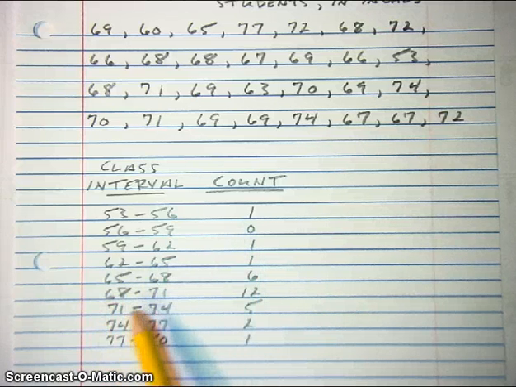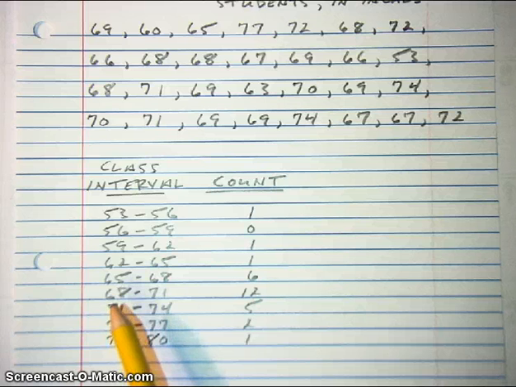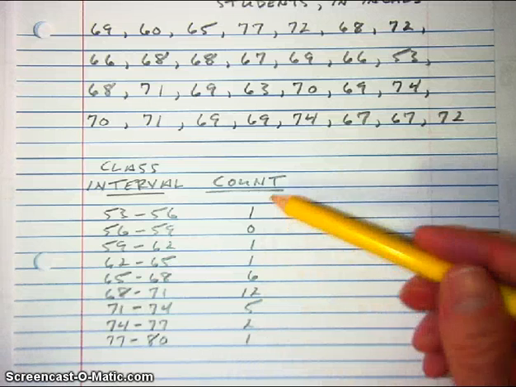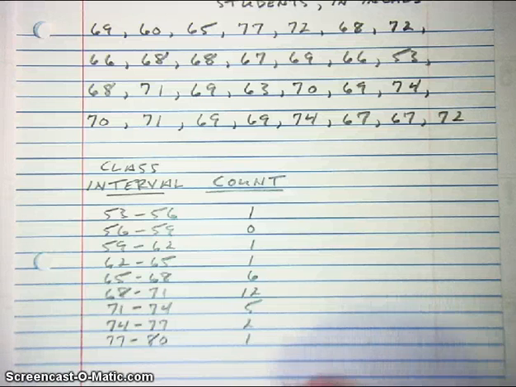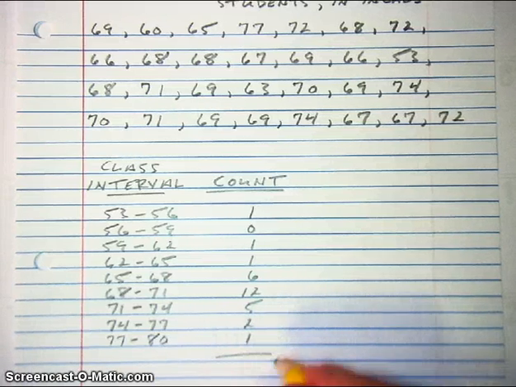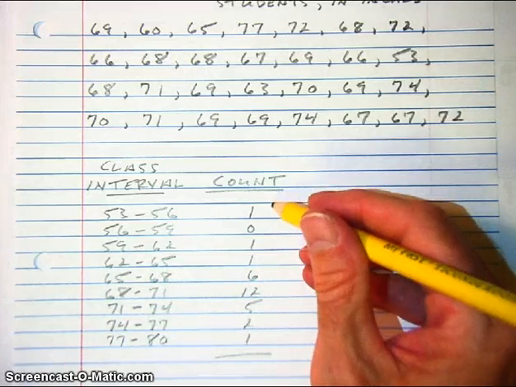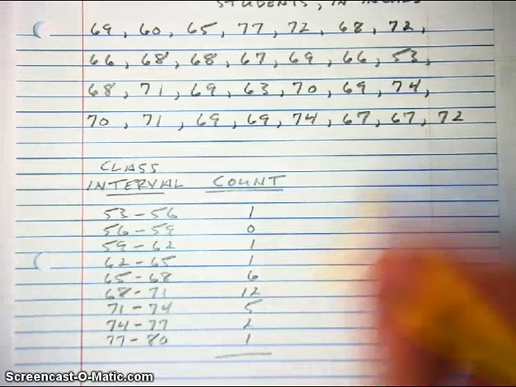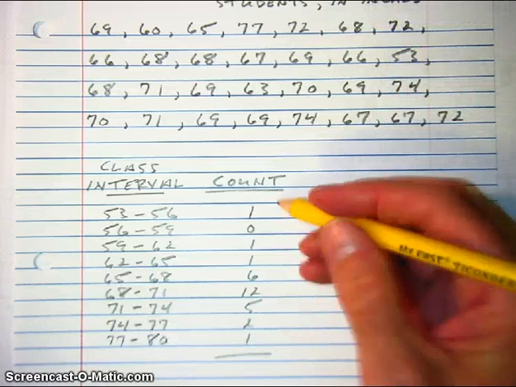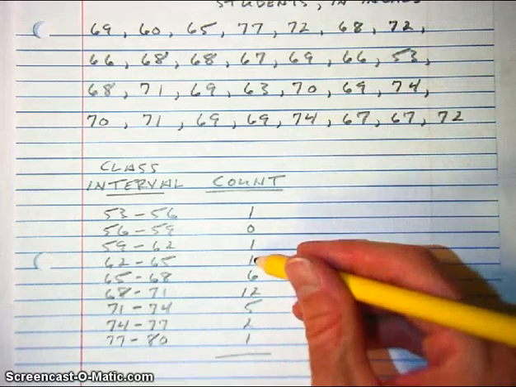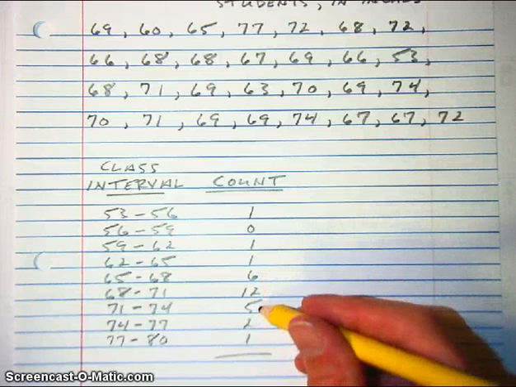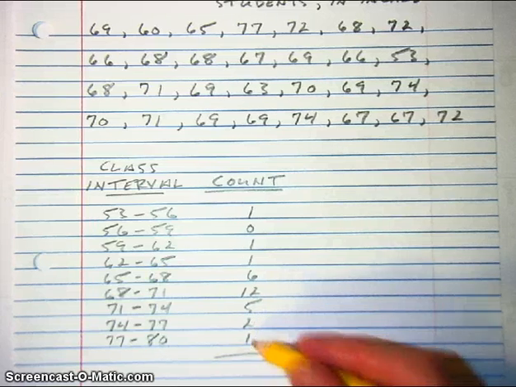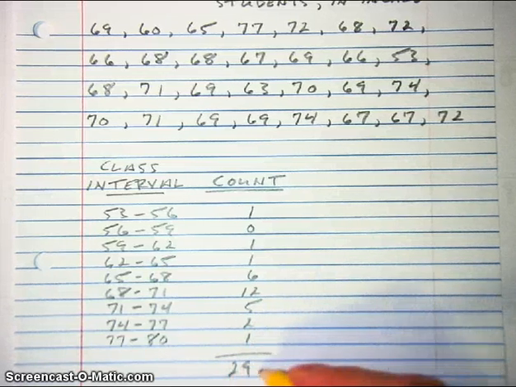The largest count is for the interval from 68 to 71 inches. There are 12 observations in that interval. And as you can see, we've got a count for each interval here. And one thing you want to do when you do this kind of frequency table is add these up and make sure that they add up to the total number of data values that we have, which should be 29. So we have 1 plus 1 is 2, plus 1 is 3, plus 6 is 9, plus 12 is 21, plus 5 is 26, 27, 28, 29, and we're good to go.